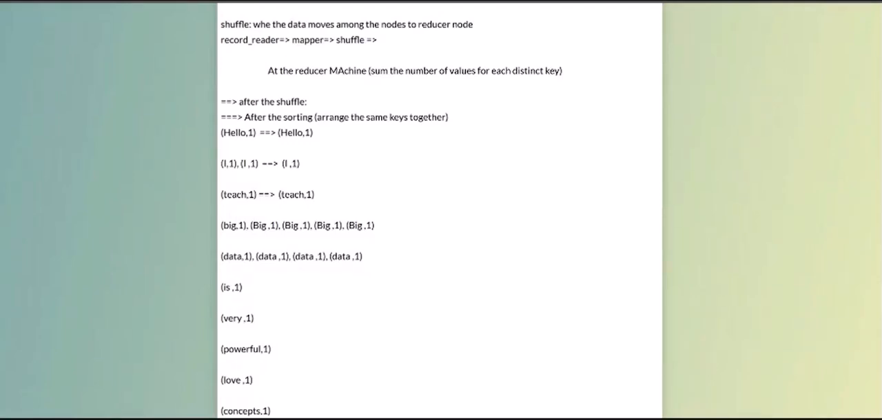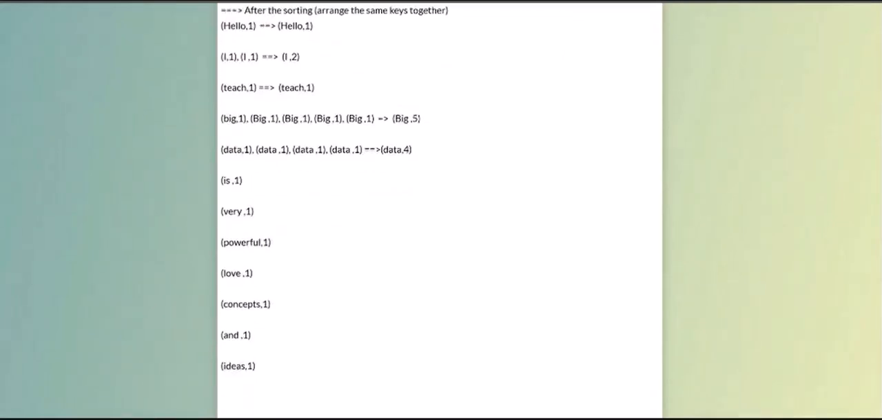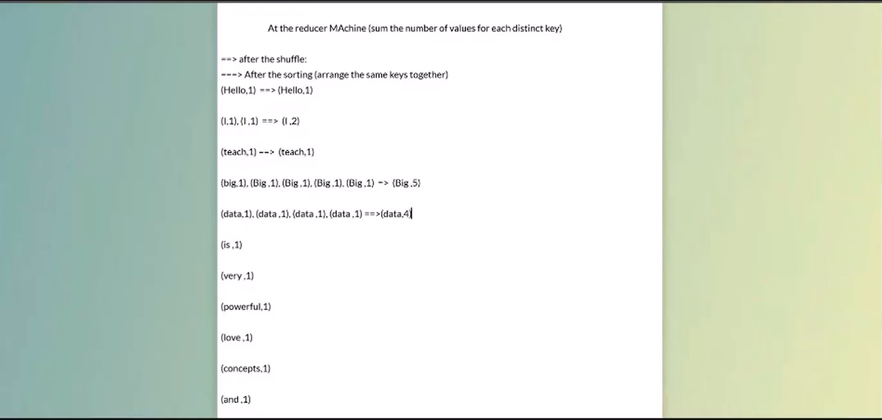Okay. Now the turn for this is I comma 2. This is teach comma 1. This tells that hello came for 1 time, I came for 2 times, teach came for 1 time. For how many times did big come? Big came for 1, 2, 3, 4, 5. So I'll pick it from here. Big comma 5. Data comma 1, 2, 3, 4. Data comma 4. Let's assume this is the output of ours.